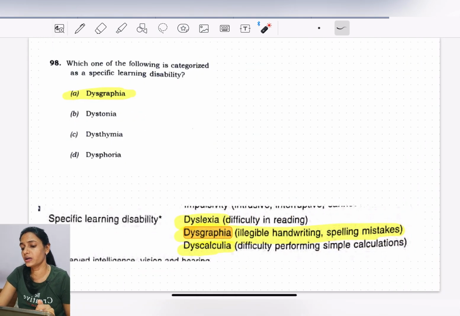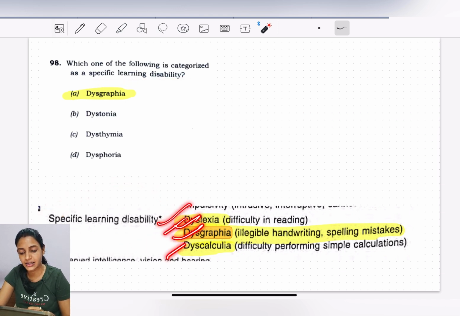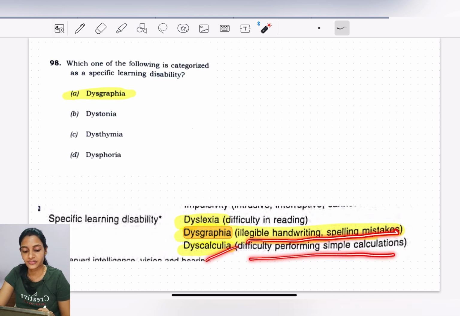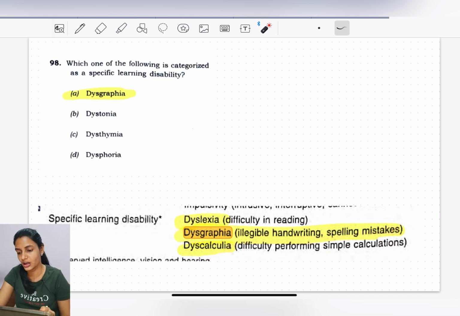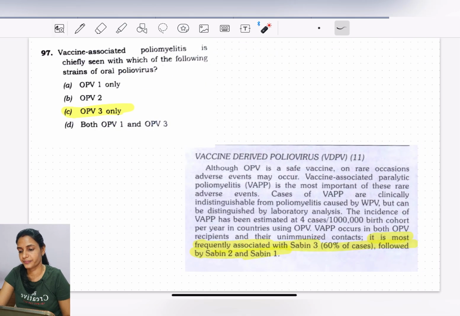Next they are talking about which one of the following is categorized as specific learning disability. In a specific learning disability, we have 3 things: dyslexia, dysgraphia, dyscalculia. Dyslexia means difficulty in reading, dysgraphia means spelling mistakes, and dyscalculia means difficulty performing simple calculation. So only one thing is given among them. So dysgraphia is the answer for this.